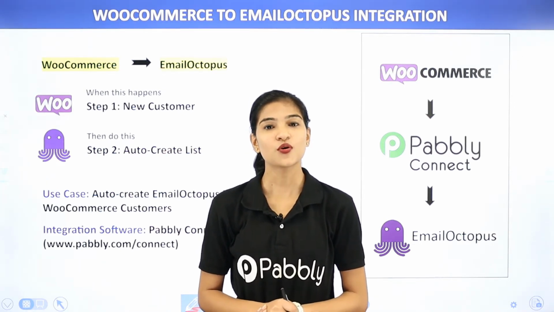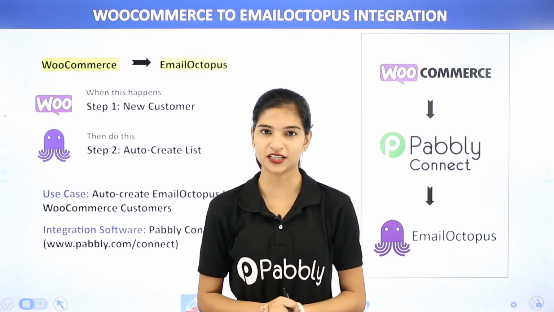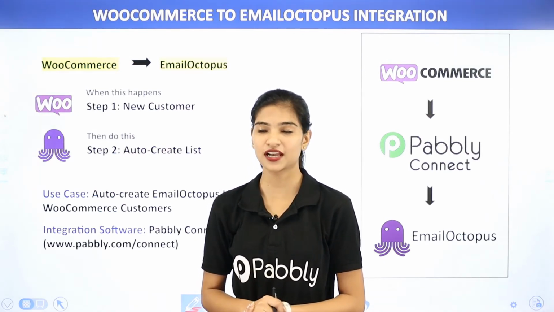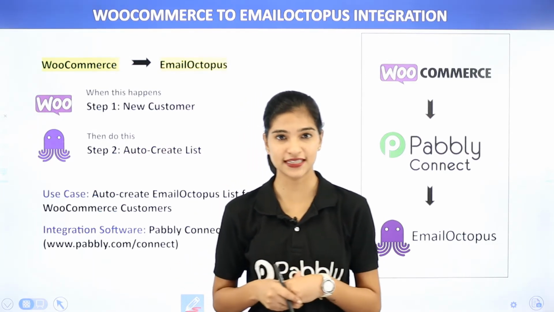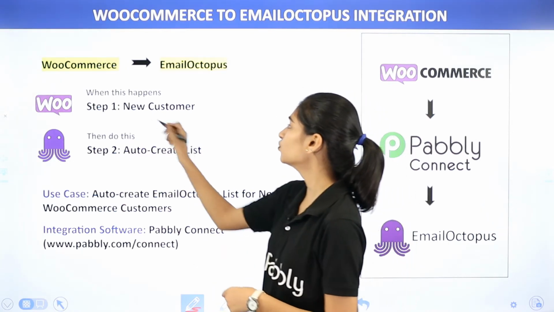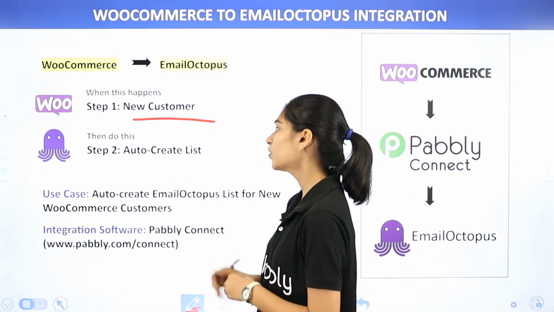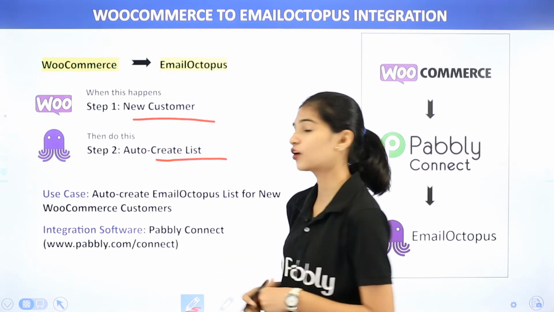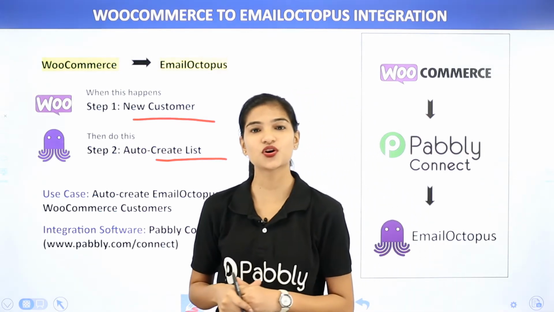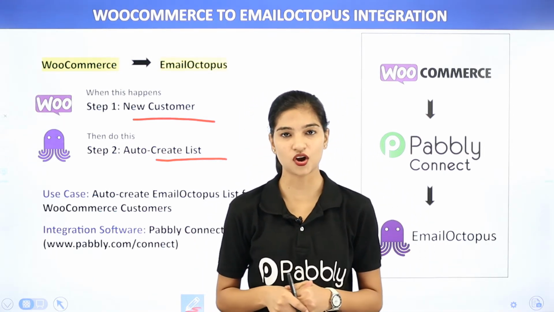Today in this video, we are going to integrate two software applications, WooCommerce and Email Octopus. So the use case here is that whenever there is a new customer in WooCommerce, we want to create a list in Email Octopus automatically. First, let us know what these two software applications are all about.